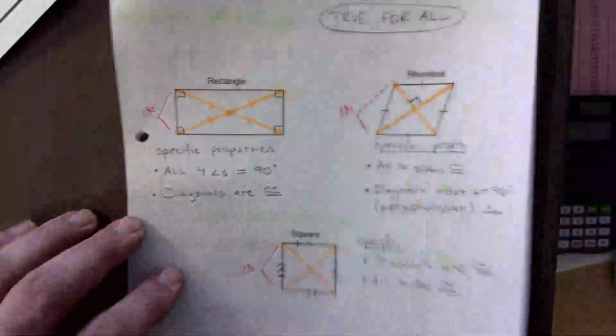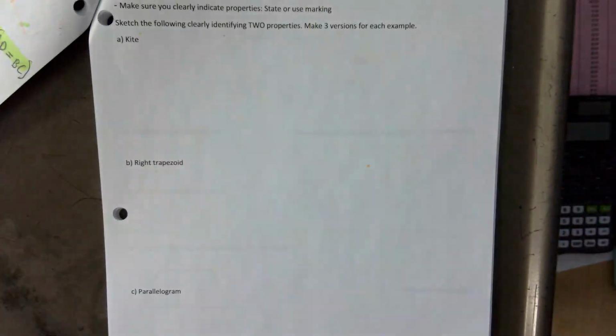Okay, so I'm going to do this one more time with you. Go to page 28. Kite is its own little island. Kite is like in the middle of that tree that I showed you.